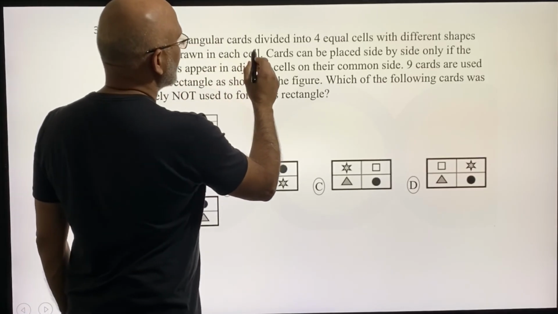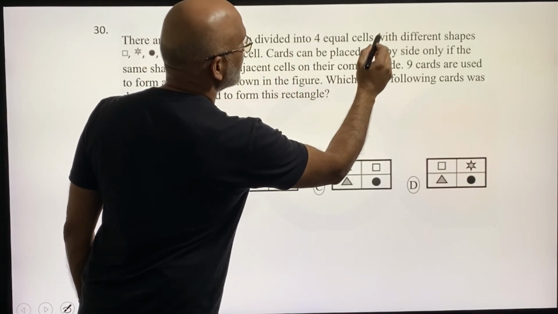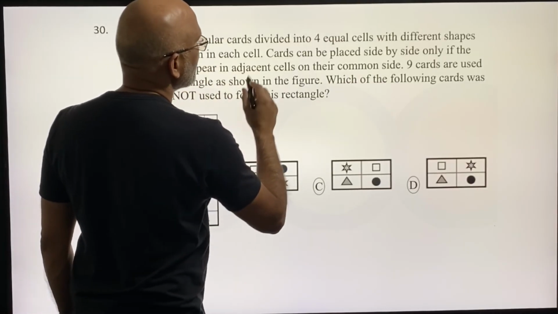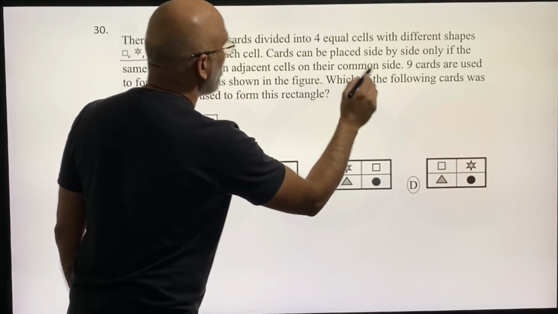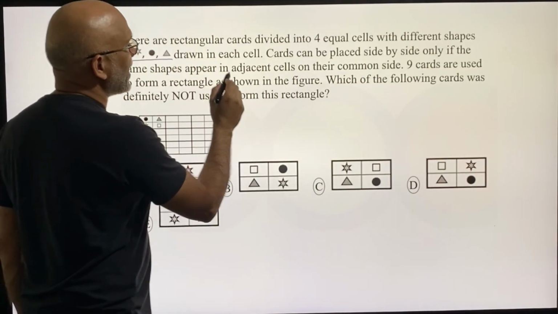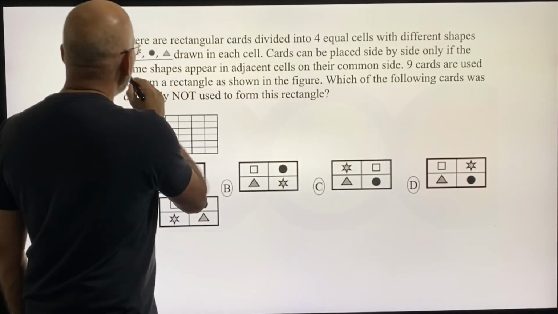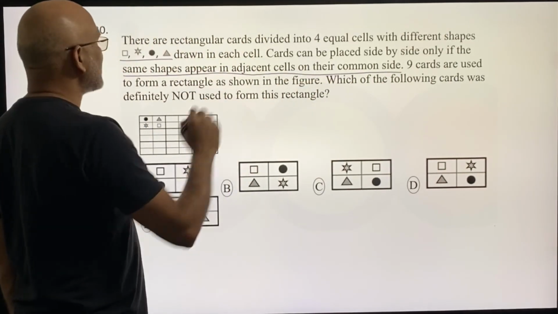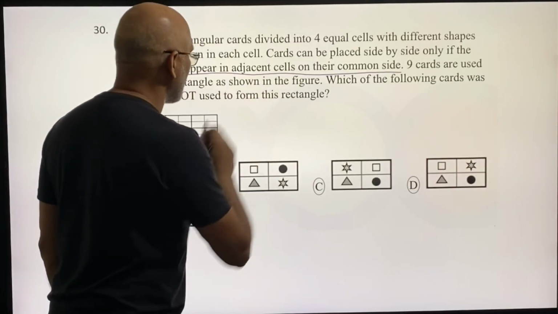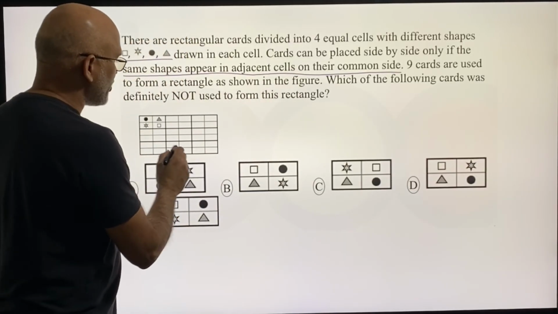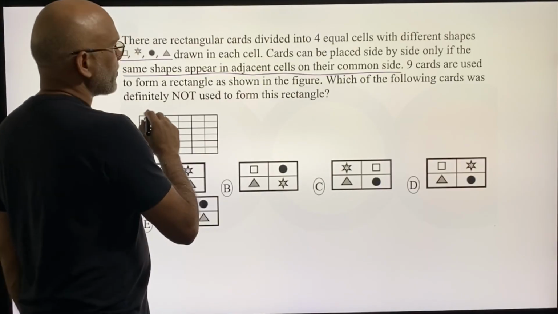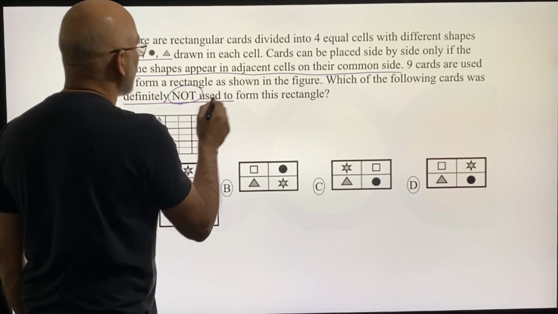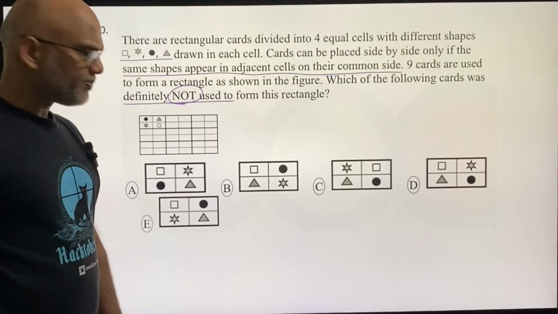There are rectangular cards divided into 4 equal cells with different shapes. So these are the shapes drawn in each cell. Cards can be placed side by side only if the same shapes appear in adjacent cells on their common side. 9 cards are used to form a rectangle as shown in the figure. So this is 3 cards by 3 cards. There are 9 cards. Which of the following cards was definitely not used to form this rectangle?